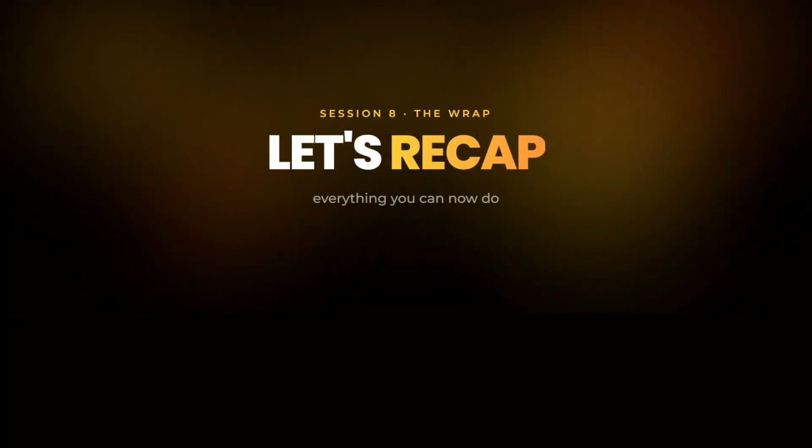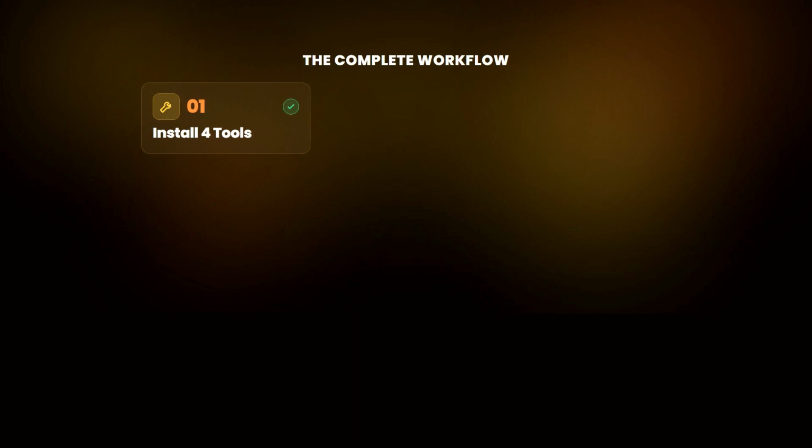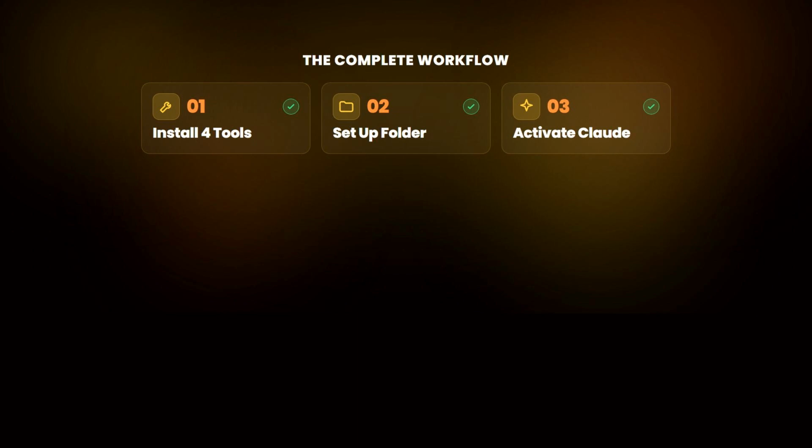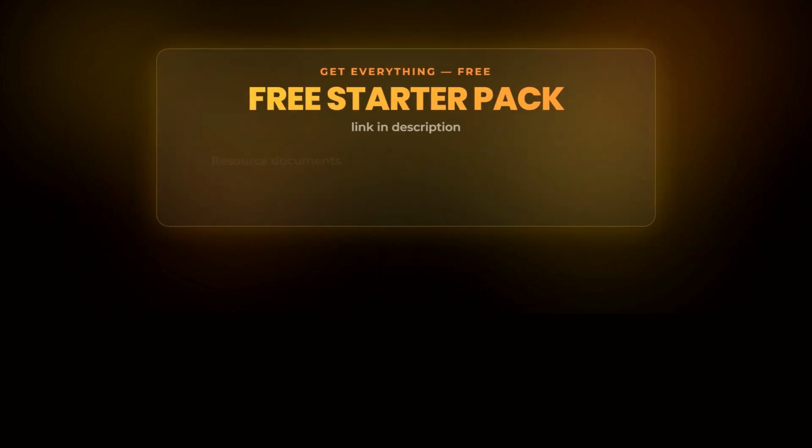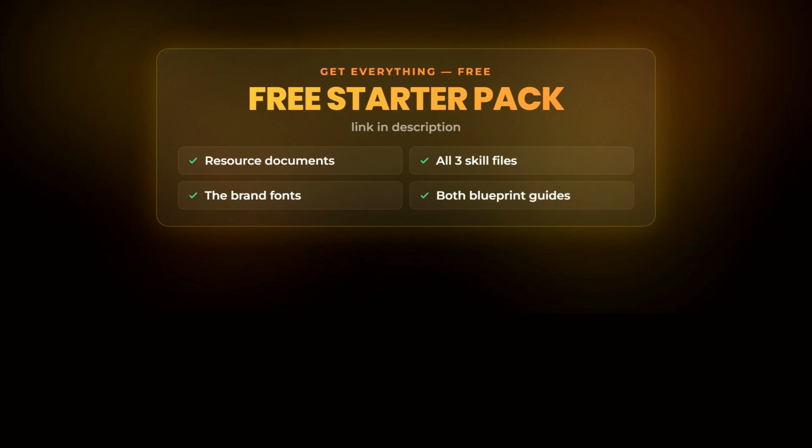Let's recap what you now know how to do. Install the 4 required tools. Set up your project folder with resources and skills. Activate Claude with the Antigravity skill and load your rules. Install Remotion and open the studio in Chrome. Feed Claude your script and generate scenes in batches of 5 with rotating creative directions. Render everything to your out folder and assemble in your video editor. That is the complete workflow.